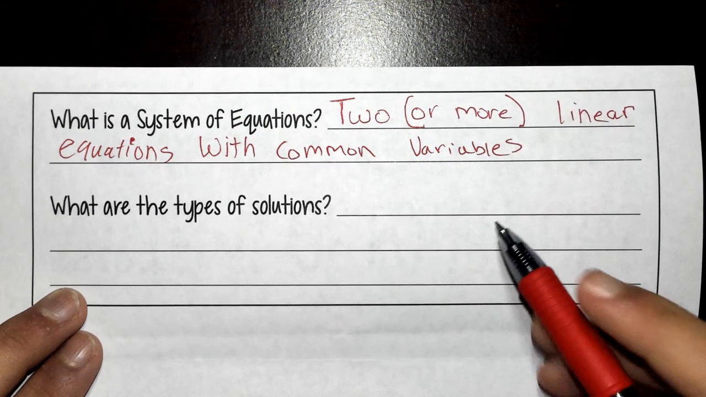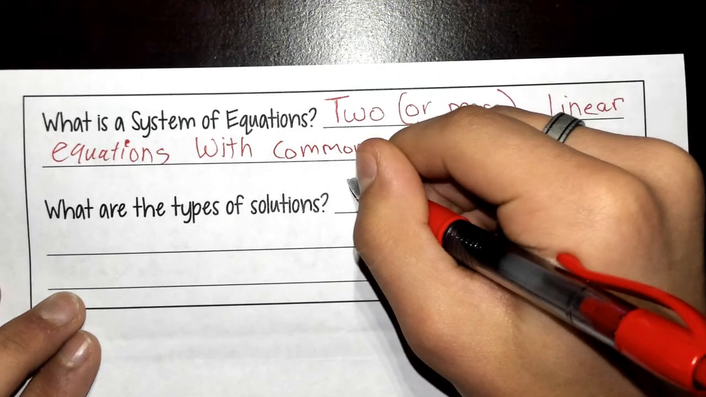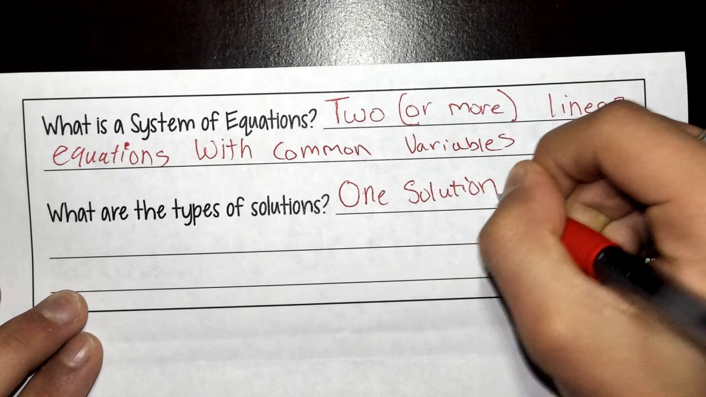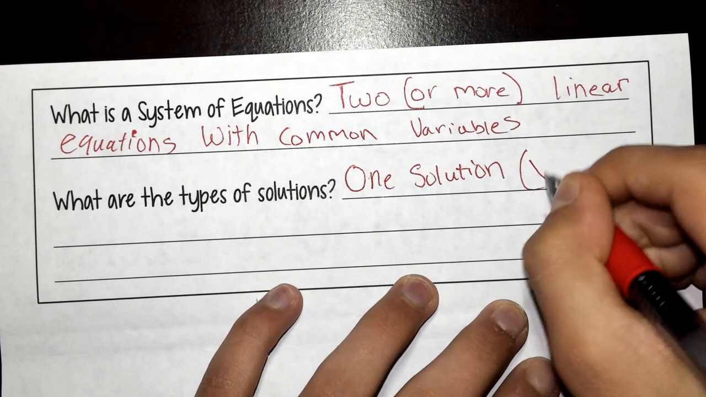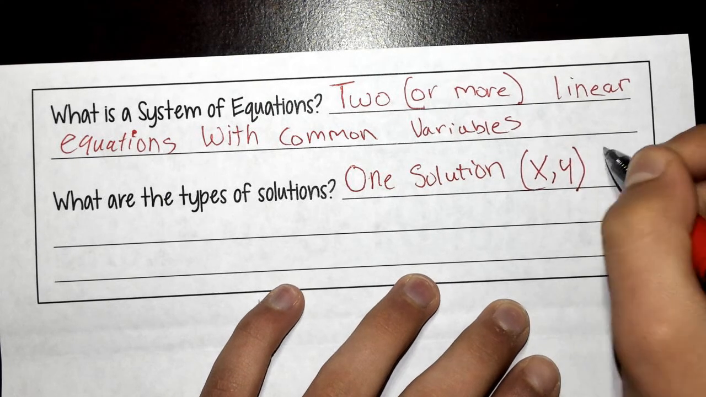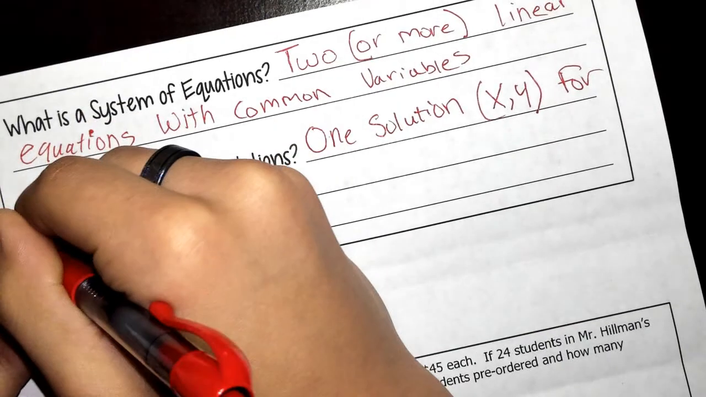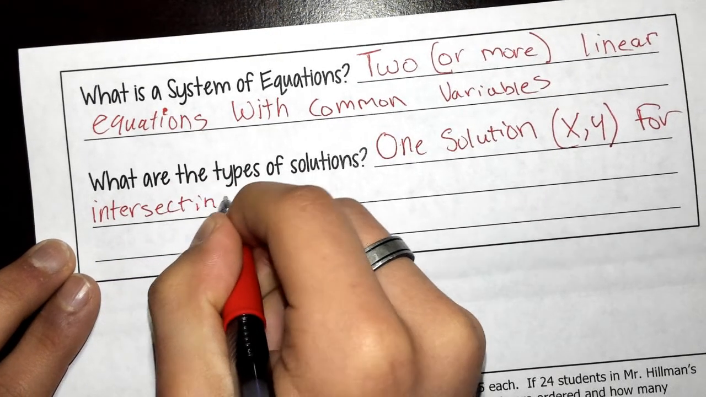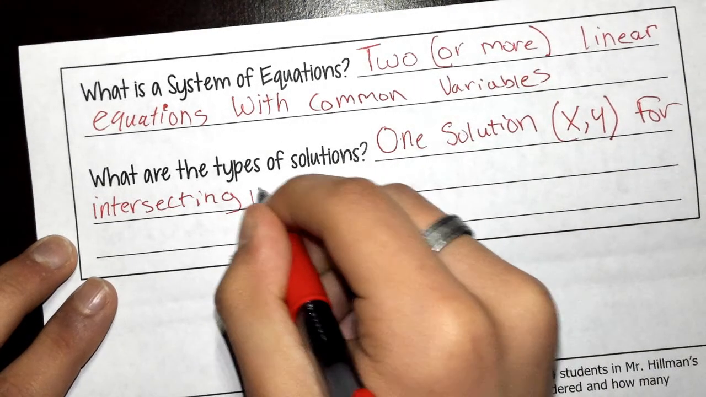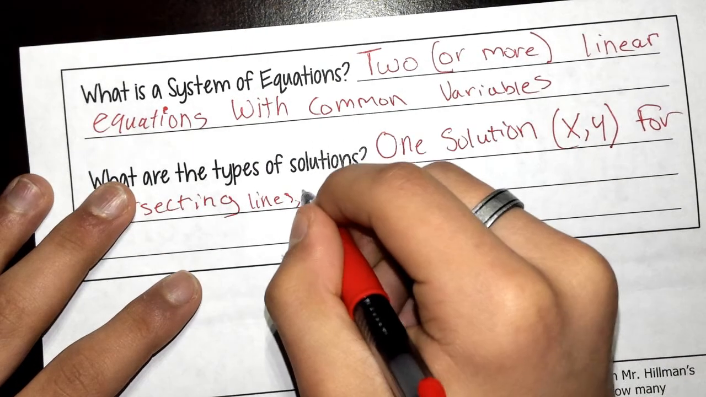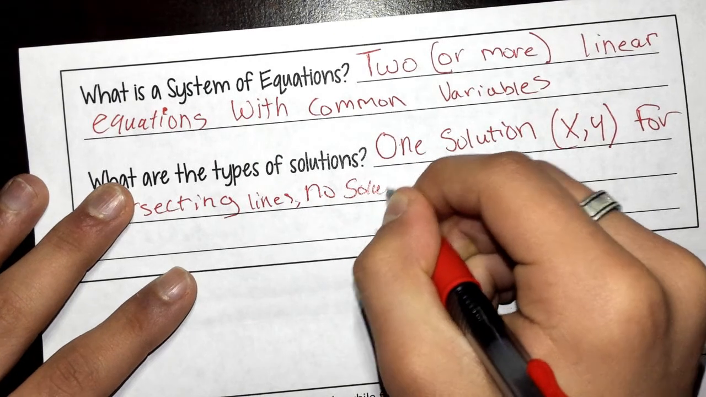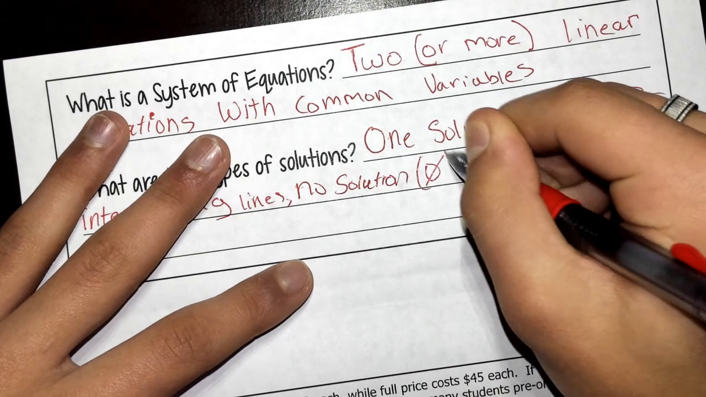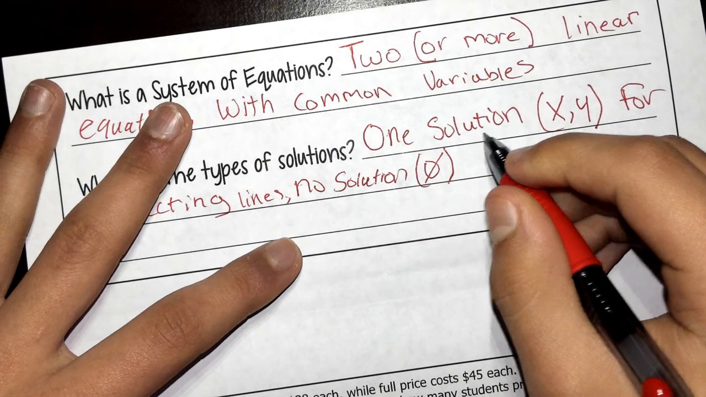What are the types of solutions? Solution: x, y, for intersecting lines. No solution, aka 0, for parallel lines.